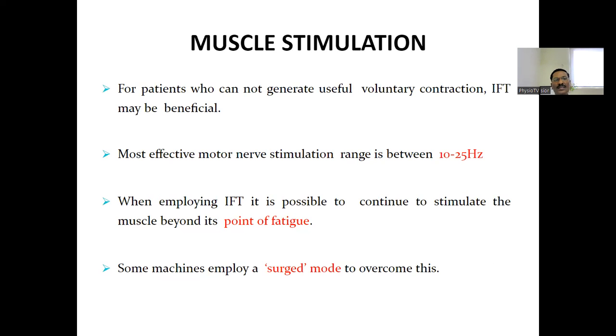Then we have muscle stimulation. Here, for patients who cannot actually do voluntary contractions, IFT can be given to activate the muscles. For motor nerve stimulation, the frequency used is 10 to 25 hertz. But the only thing is, this is a medium frequency current. This can push the muscle to the point of fatigue, so we don't use a continuous mode of interferential. Instead, we use a surged mode to overcome this fatigue point.